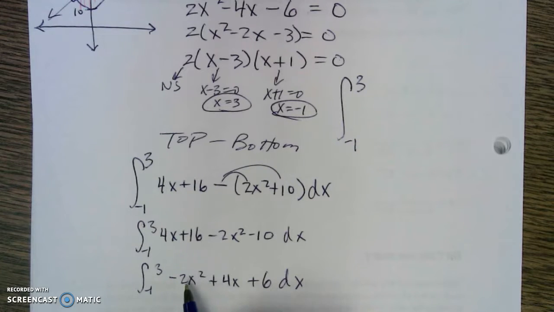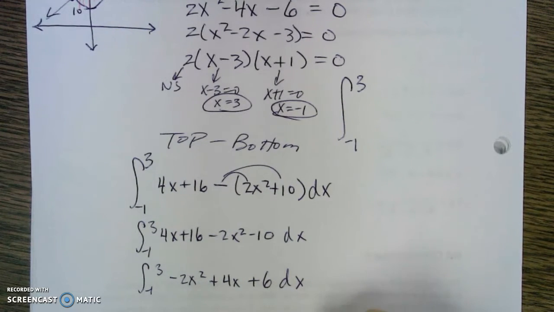So the antiderivative of negative 2x squared is going to be x cubed, and then you divide by 3, so negative 2/3 x cubed. Then we've got 4x, so that's now going to be x squared, 4 divided by 2, which is 2. And then 6 is going to get an x on it. And we're evaluating it from -1 to 3.